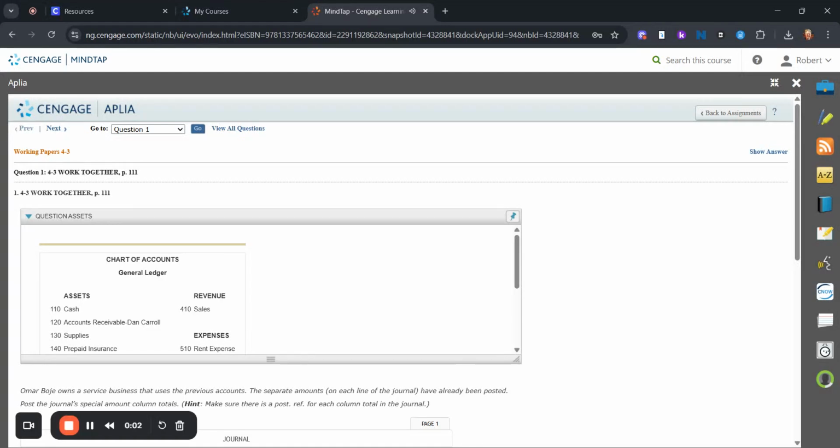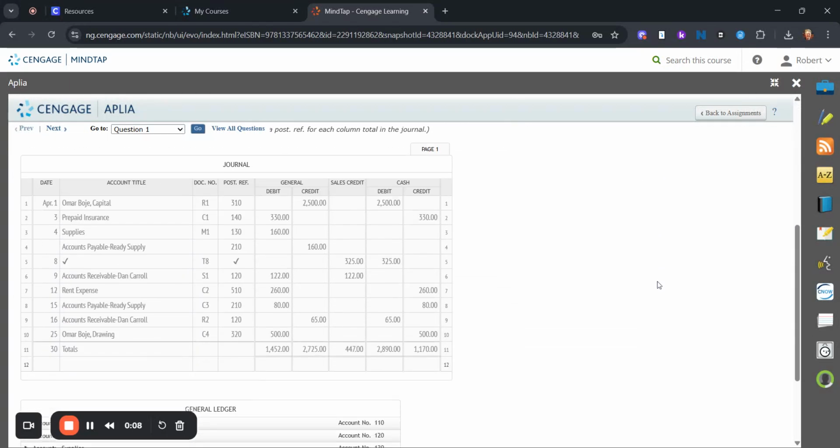All right, so now we're going to finish these up with the 4-3 work together. So in 4-2 and 4-1, we entered the transactions for the accounts into each one of their ledgers. But we had two accounts that we didn't do anything with, and that was sales and cash. So we're going to do those now.